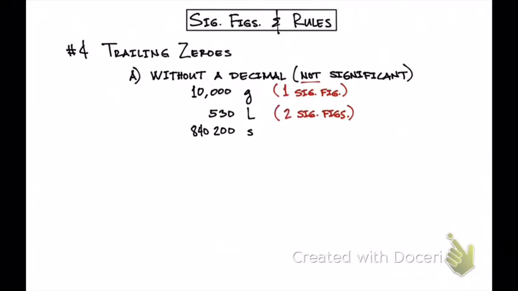And the last one here is 840,200 seconds. You have 2 trailing zeros and 1 0 in between 4 and 2. And so that 0 in between counts as a significant digit. But the last 2 trailing zeros are insignificant, and so you don't count those. So for this example, you have a total of 4 sig figs.